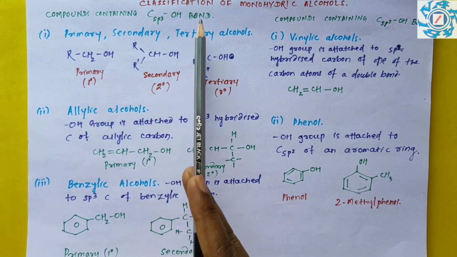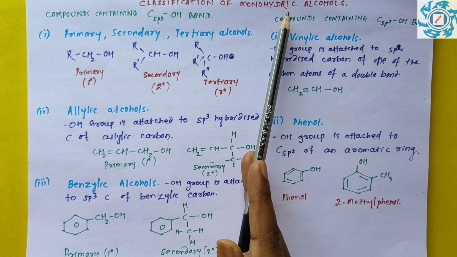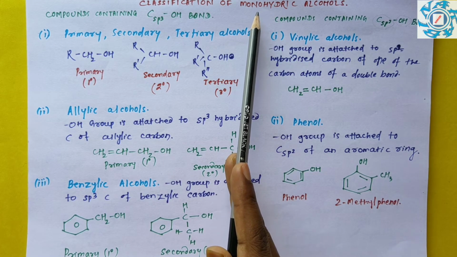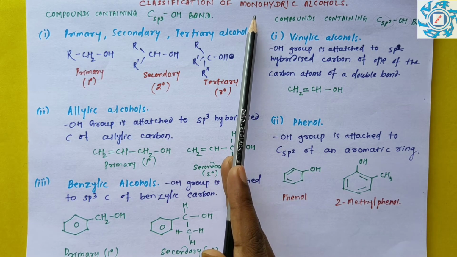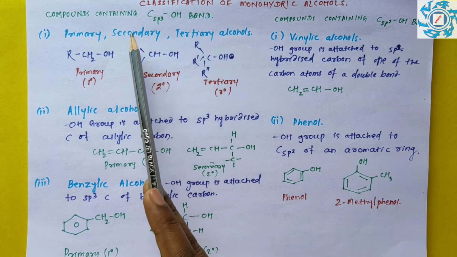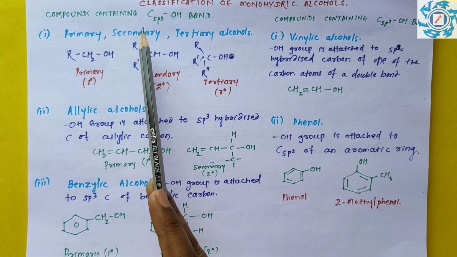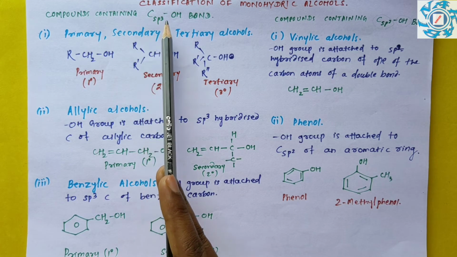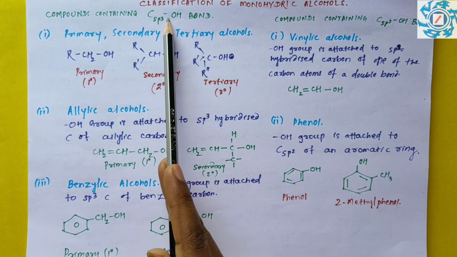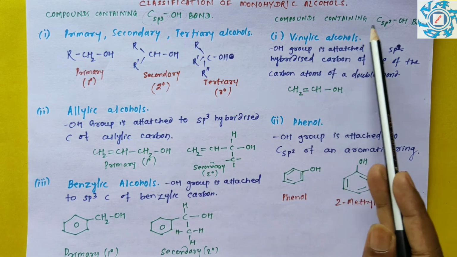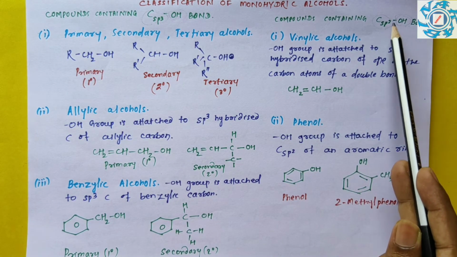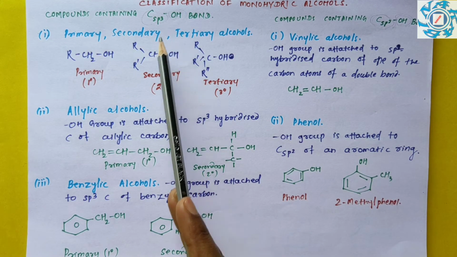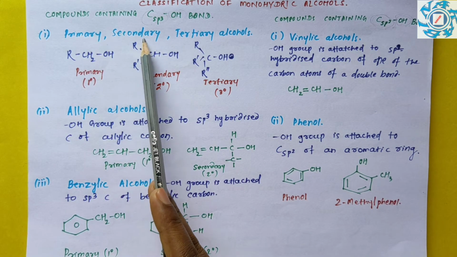Now we will discuss classification of monohydric alcohols. So what are monohydric alcohols? The alcohol in which one OH is present. So we can classify these monohydric alcohols into two broad categories, that is compounds containing OH bond attached to sp3 carbon atom, and another is OH bond attached to sp2 hybridized carbon atom. So it can be classified into different categories, that is primary, secondary and tertiary alcohols.